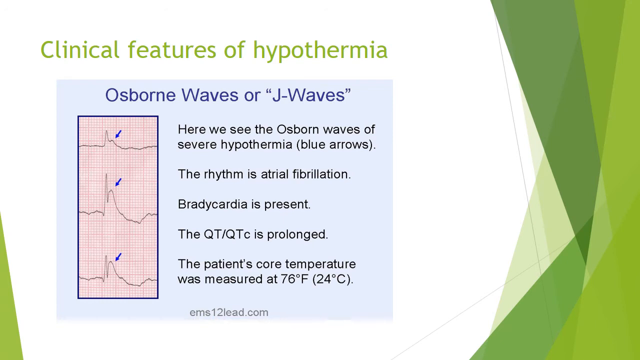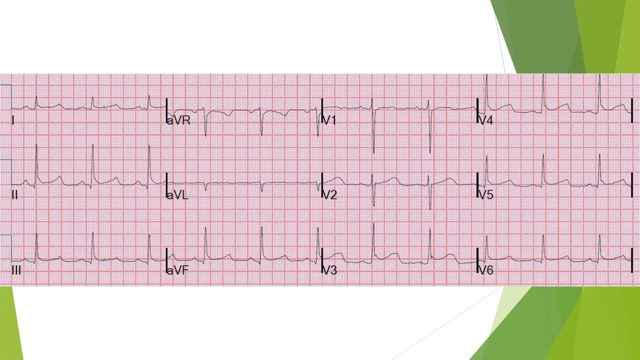There's bradycardia, hypotension, and the ECG shows J waves, as in this. So you may be wondering what these J waves are. J waves are deflection waves seen in severe hypothermia, indicated by the blue arrow. There is a rhythm of atrial fibrillation, and there is bradycardia. There is prolonged QTc, but you can see the J waves between the QRS waves and the ST segments. In this case, the patient's core temperature was 24 degrees Celsius.